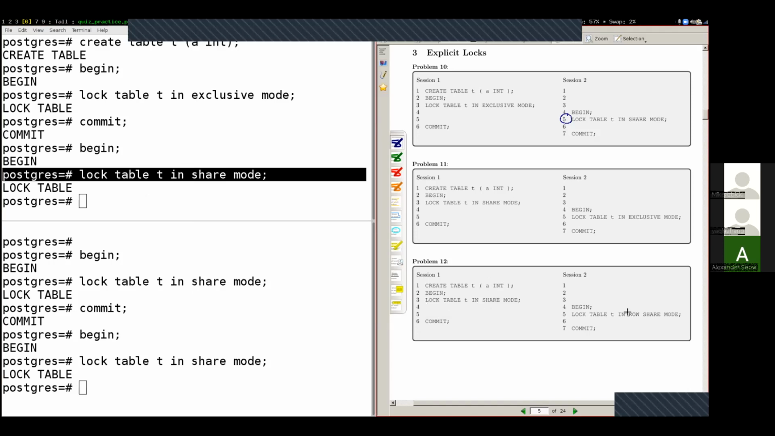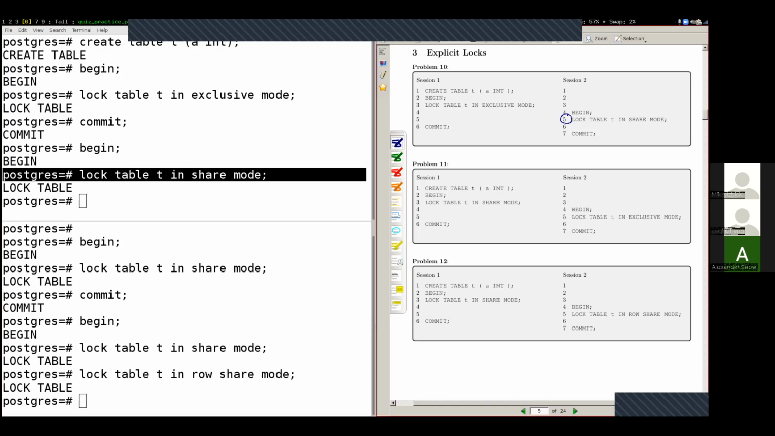The row share also will not block. If I do row share like that, also not blocking. So I'm looking at problem 12 right now. This is a share and a row share right here. These are compatible with each other, so they do not block. So control flow for each of these continues going, and we don't have to wait for the other program to finish.